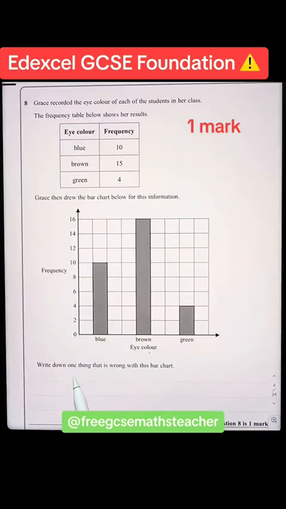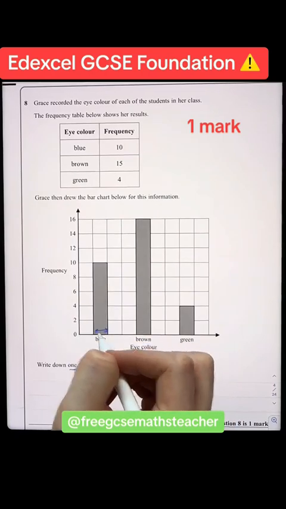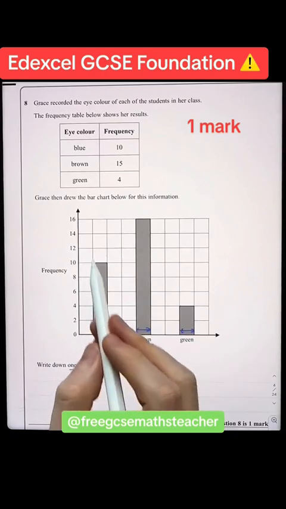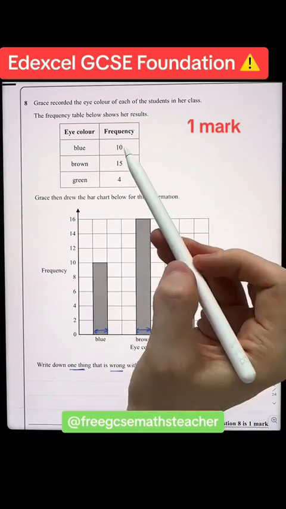Question 8. Write down one thing that is wrong with the bar chart. When checking a bar chart, we first of all should check the frequency, our scale. Is it consistent? Here it's 2, 4, 6, 8, 10, 12, 14, 16. It's going up in 2s. That's fine. When looking at the bars in a bar chart, each bar should have the same width. And here we can see each bar has a width of 1 square. So again, that's correct.